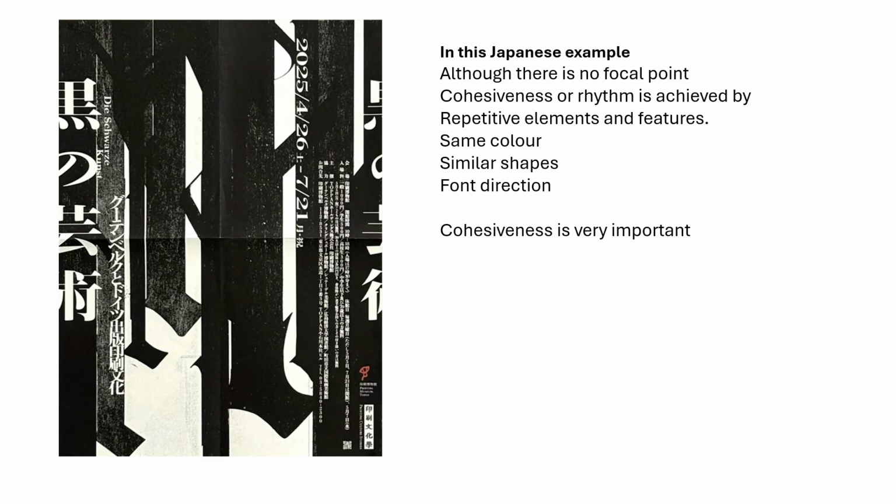This is an example of a Japanese poster, and even though there isn't really a focal point on this one, they have achieved a cohesiveness or a rhythm through repetitive elements and features. There's the same color, black and white, there's similar shapes, and the font direction's all the same. So the poster does feel cohesive, even though it doesn't have a particular focal point.